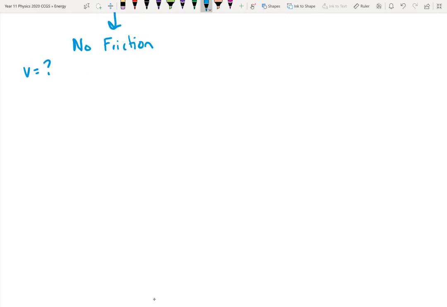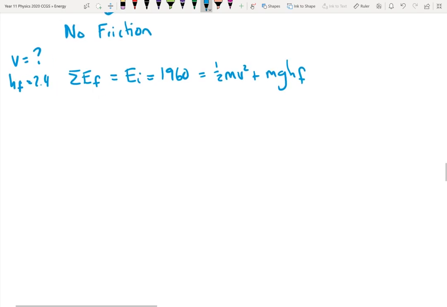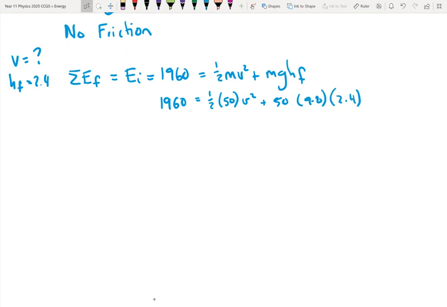So let's just make this statement. The sum of energy final equals the sum of energy initial, which is 1960, which is now going to be a half mv squared plus mgh final. And we were going to set h final to 2.4. All right. So start throwing all the values in and we'll have one unknown. So 1960 equals a half of 50 v squared plus 50 by 9.8 by 2.4.